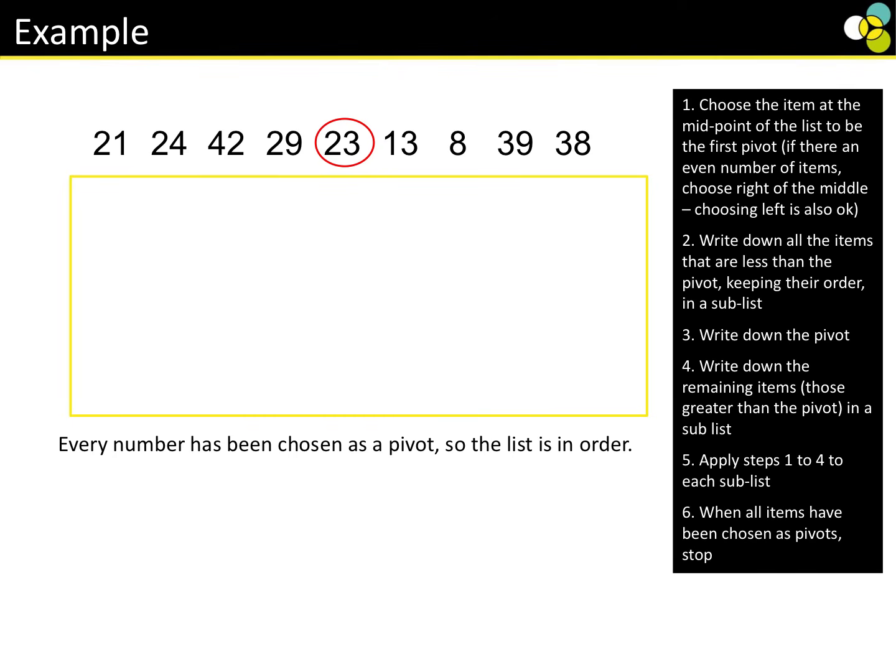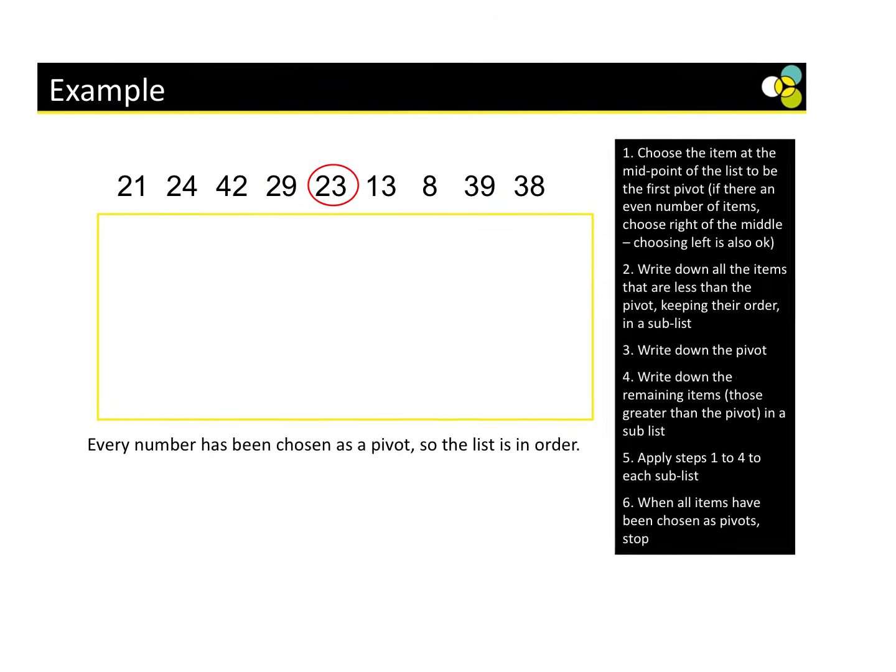Right, are we ready for the example? So, first of all, we're going to choose the pivot, and it's going to be the midpoint. So we can see here, 1, 2, 3, 4, 5, 6, 7, 8, 9. The pivot is the midpoint. If it was an even list, you could choose the right of the middle or the left of the middle. It doesn't matter, but you have to be consistent throughout, okay?